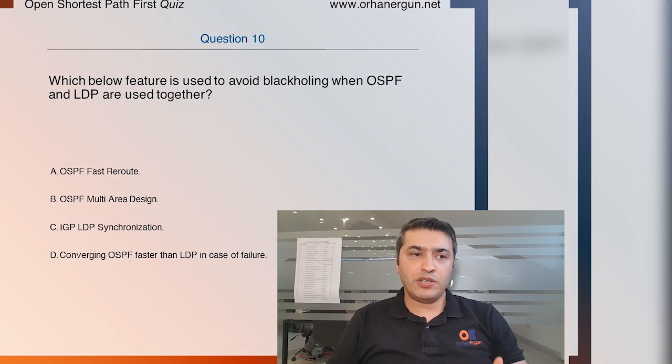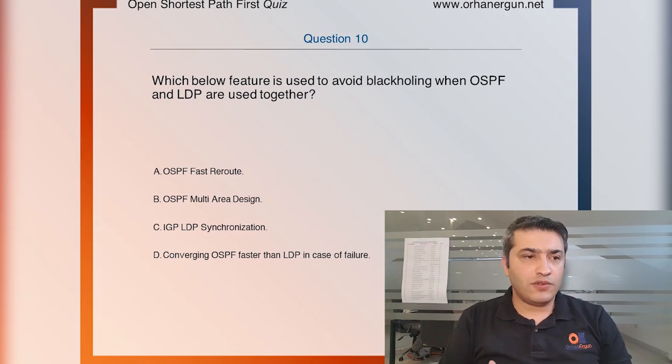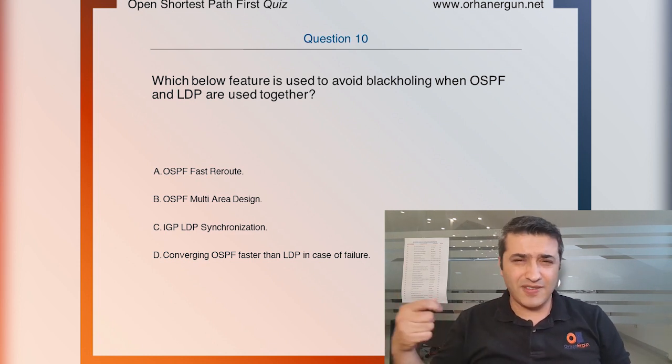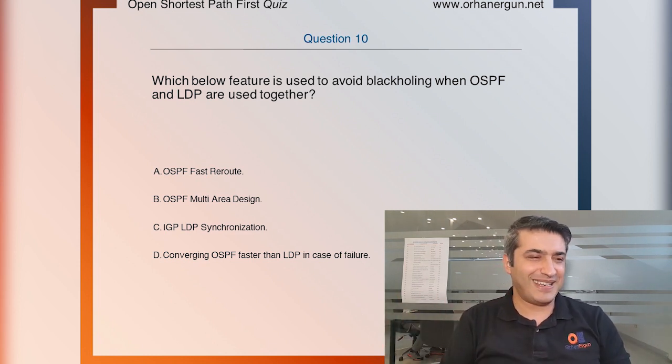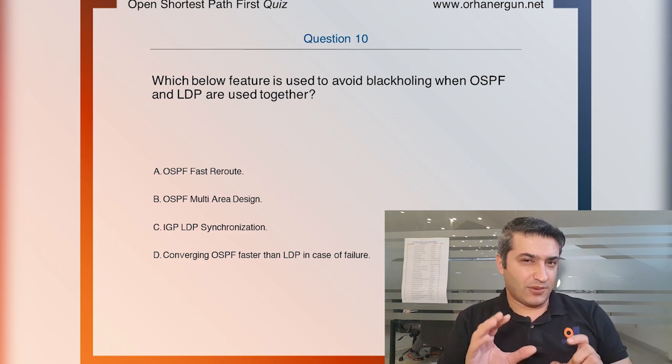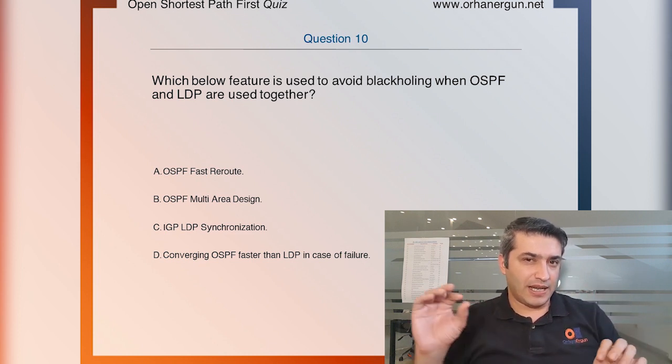Question 10. Which below feature is used to avoid black holing when OSPF and LDP are used together? So OSPF, IGP, LDP for MPLS labels, for the transport label I am talking about. LDP can be used for service label as well. We will talk about all these details in MPLS, but let's have a look at OSPF, so IGP and LDP.